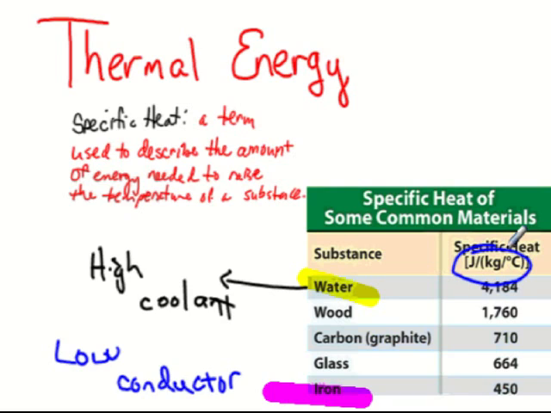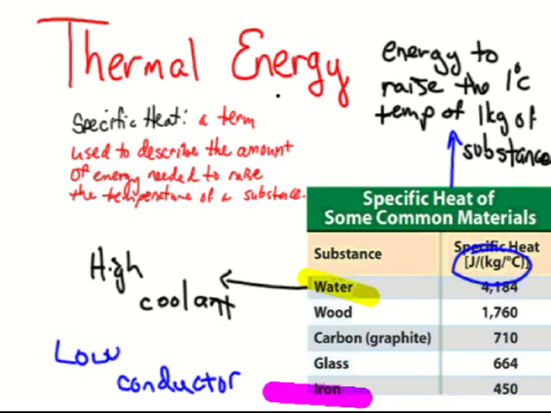You can also note that there are specific units used in describing our specific heat. It is joules per kilogram per degree Celsius, which tells us the amount of energy that you need in order to increase the temperature of 1 kilogram of substance. So in this case, iron heats up faster than water.